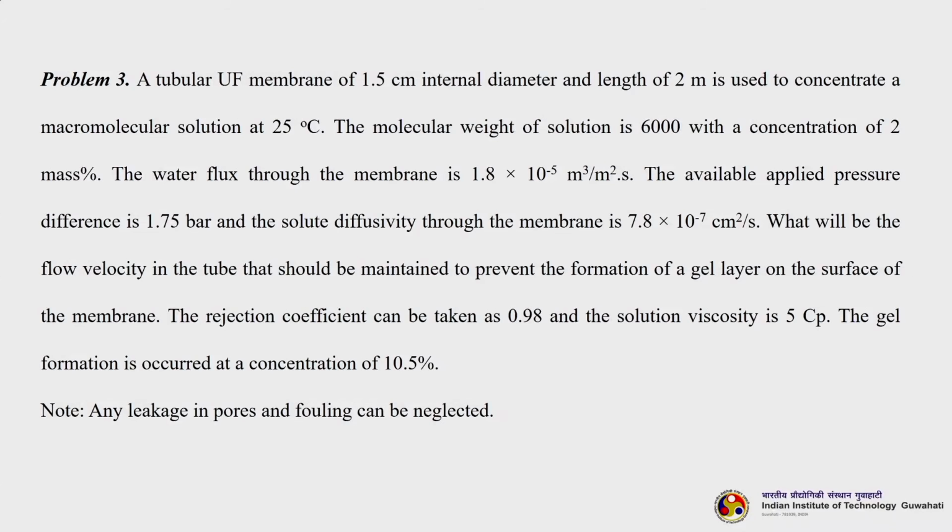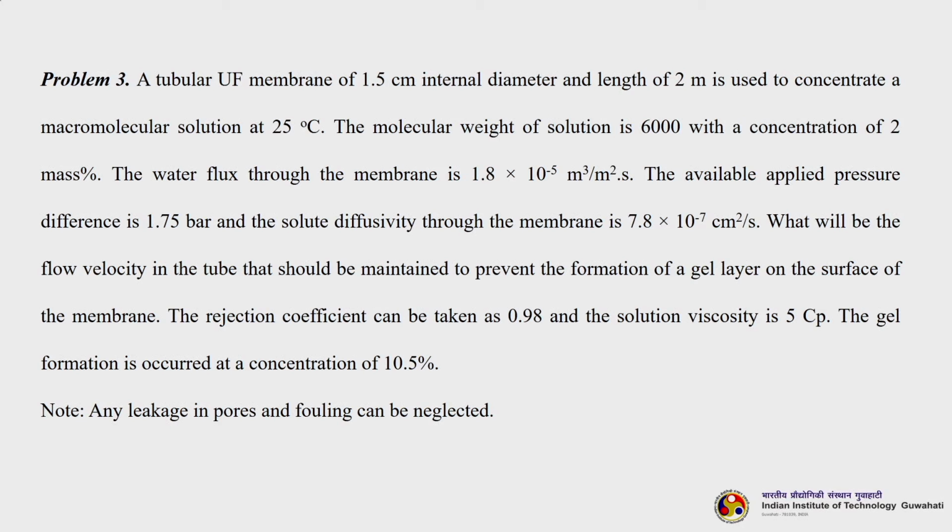Let us see another problem. Okay. This is a little big problem actually. So, let us do it slowly and understand how to proceed. So, I am reading the statement: a tubular ultrafiltration membrane of 1.5 centimeter internal diameter and length of 2 meter is used to concentrate a macromolecular solution at 25 degree centigrade. The molecular weight of solution is 6000 with a concentration of 2 mass percent. The water flux through the membrane is 1.8 into 10 power of minus 3 meter cube per meter square second. The available applied pressure difference is 1.7 bar and the solute diffusivity through the membrane is 7.8 into 10 power of minus 7 centimeter square per second.